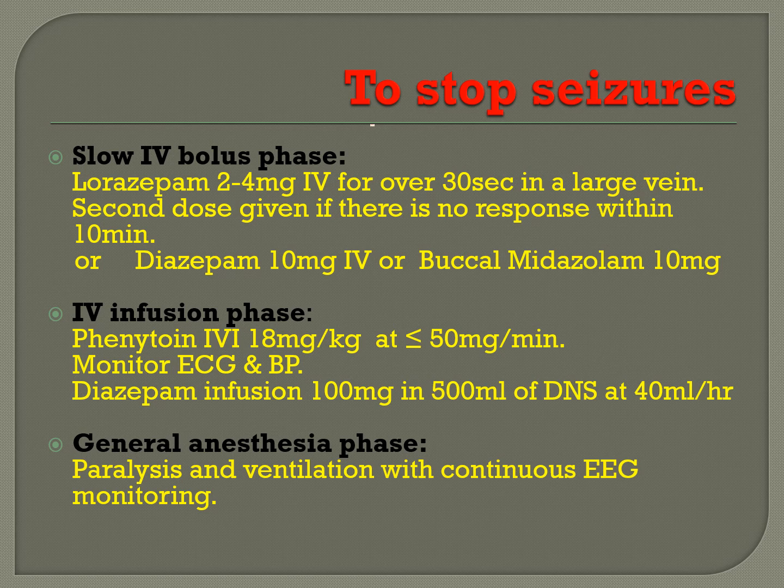IV infusion phase, then we'll give phenytoin IV 80 milligram per kg at around 50 milligram per minute. Monitor the ECG and the BP. Diazepam infusion 100 milligram in 500 ml dextrose saline at 40 ml per hour. General anesthesia phase: paralysis and ventilation with continuous EEG monitoring.